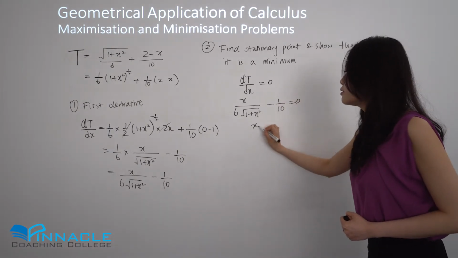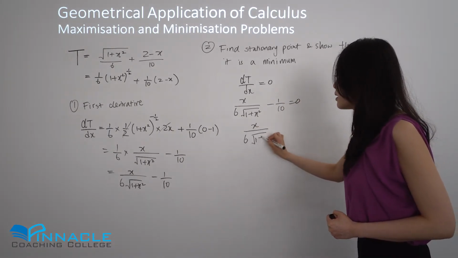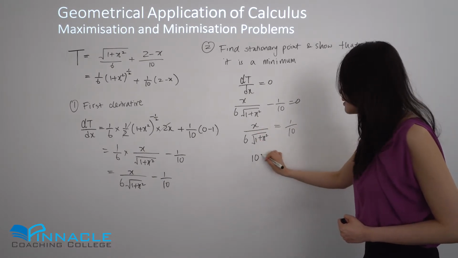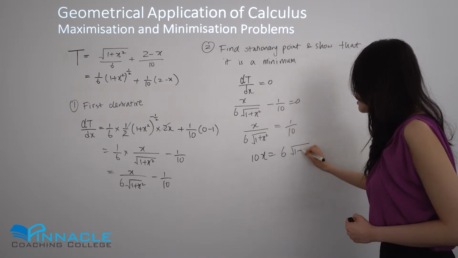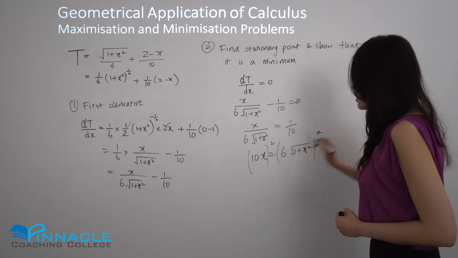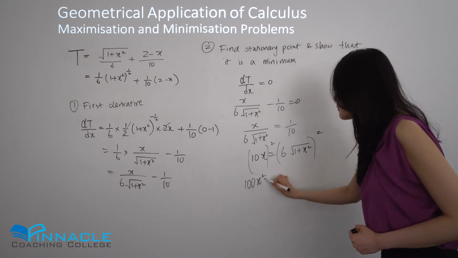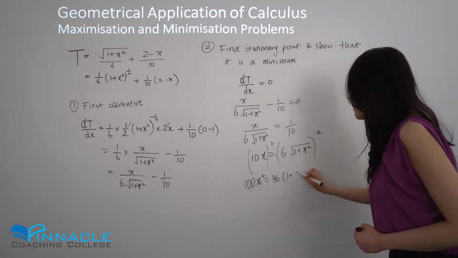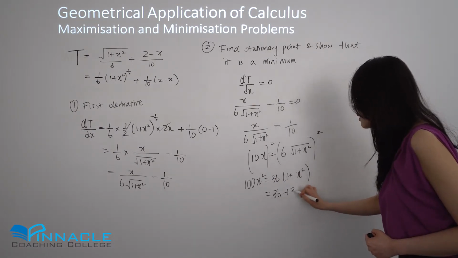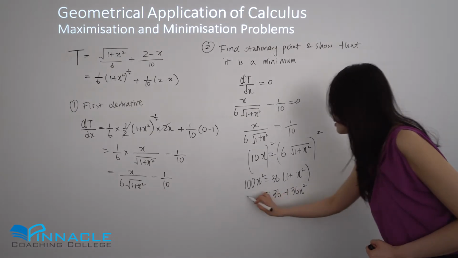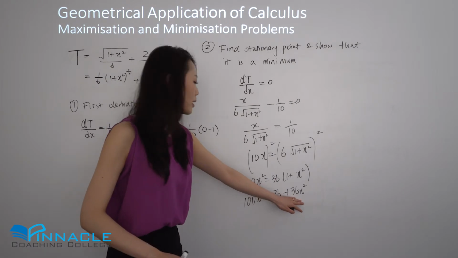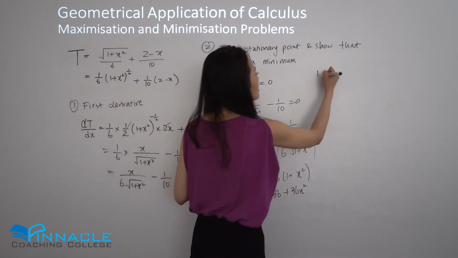Move the 1/10 to the right side. Cross multiply. Square both sides so we can get rid of the root. And then expand the right side. And then I'm going to make x the subject. I'm going to move the 36 across first.